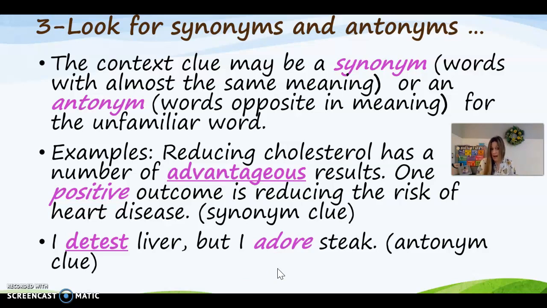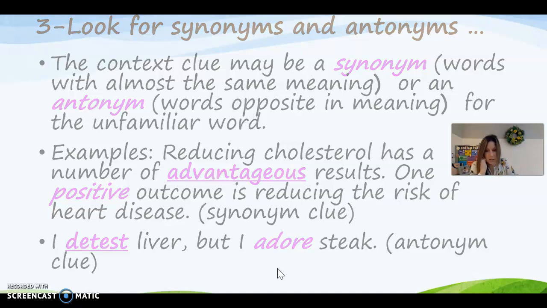So here we have a contrast or an antonym clue. So detest means do not care for, right? If you don't care for something, you detest it, all right? But if you adore something, you love it. So here it says this person detests liver but adores steak, okay? So here the author gives us an antonym. So, you know, we know it means the opposite of adore, okay?